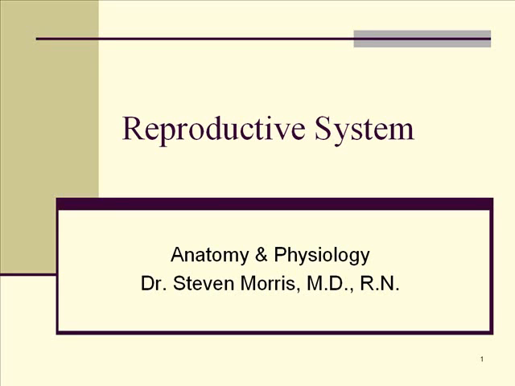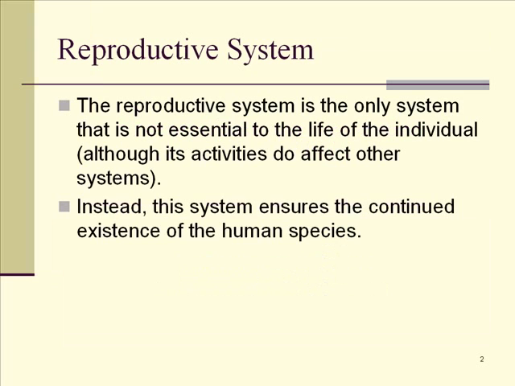Okay, we'll start with the reproductive system today. The reproductive system is the only system that's not essential for life. I think I made that statement before in some of the earlier lectures, probably the first lecture, when we talked about the systems and how they all work together. It's not that the reproductive system isn't important, but it's not essential for sustaining life.